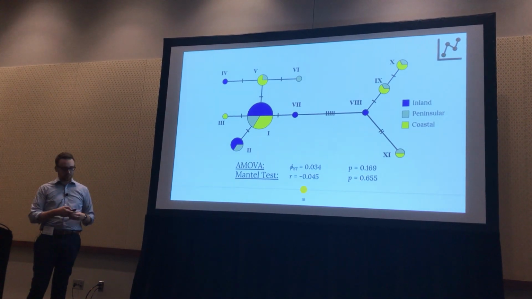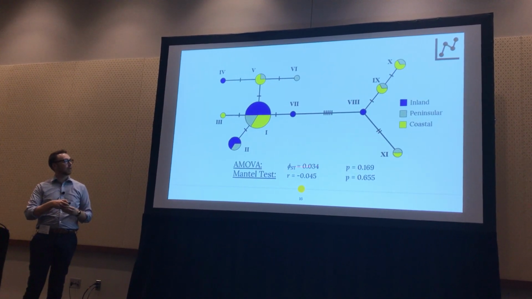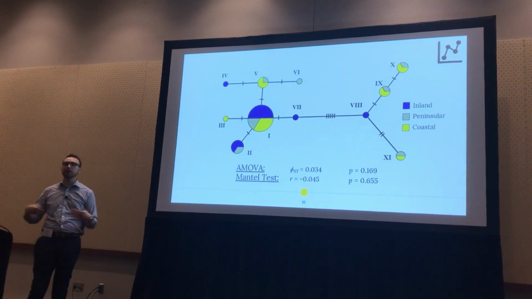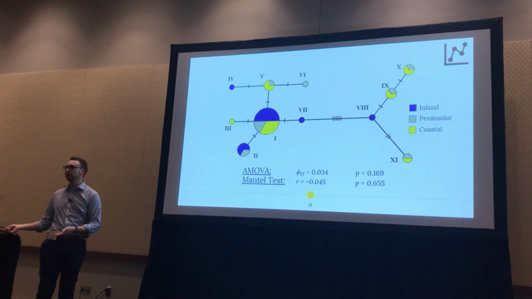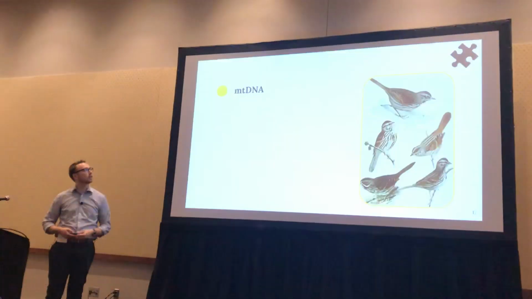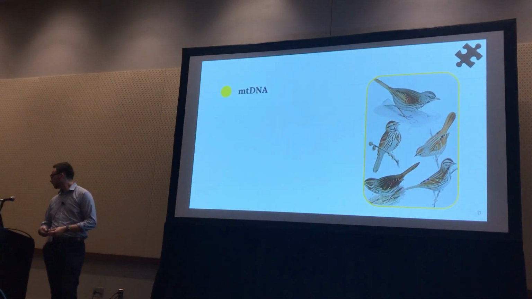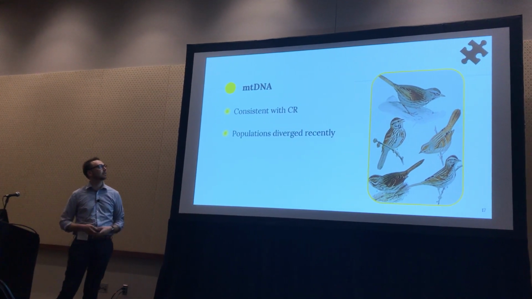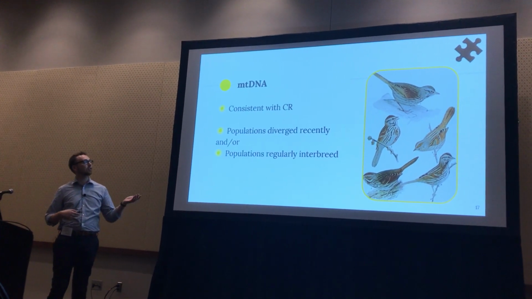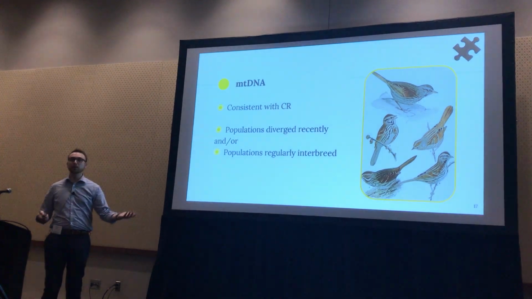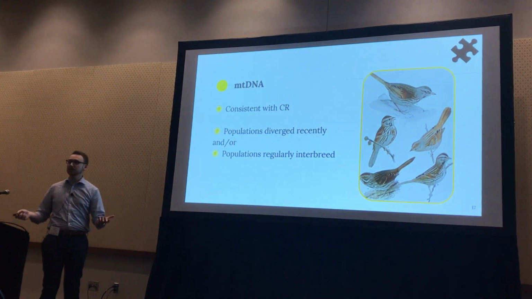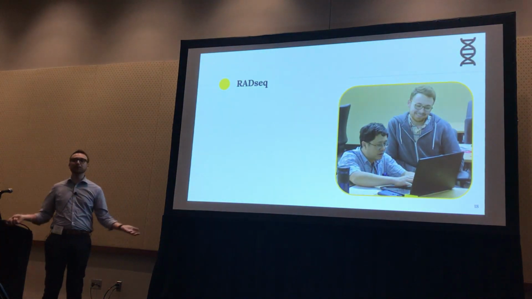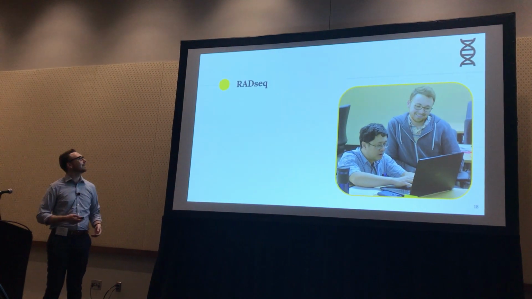And so you can see here the AMOVA, absolutely insignificant results there, and the Mantel test shows that there's absolutely no geographic pattern here, just like we expected from what's already been done in song sparrow mitochondrial DNA. So the conclusions from this are consistent with what's been found in the control region, like you'd expect, and so this tells us that the populations diverge recently and/or they regularly interbreed, which would be consistent with this parapatric ecological divergence. So then we went to RADseq, everybody's best friend right now.